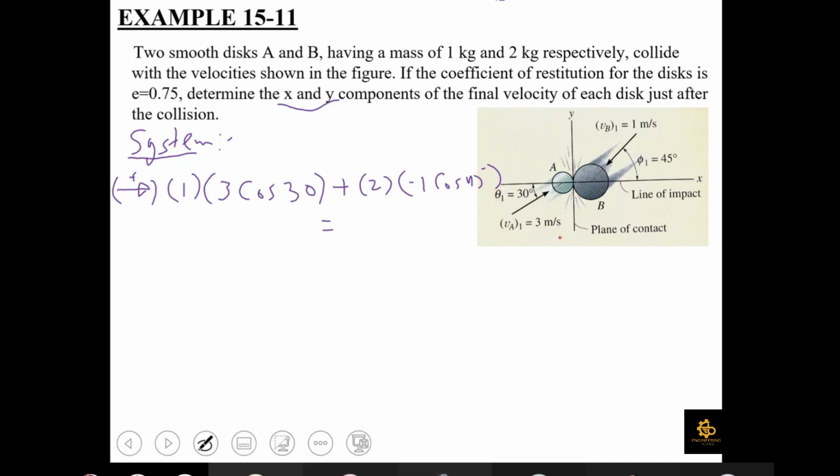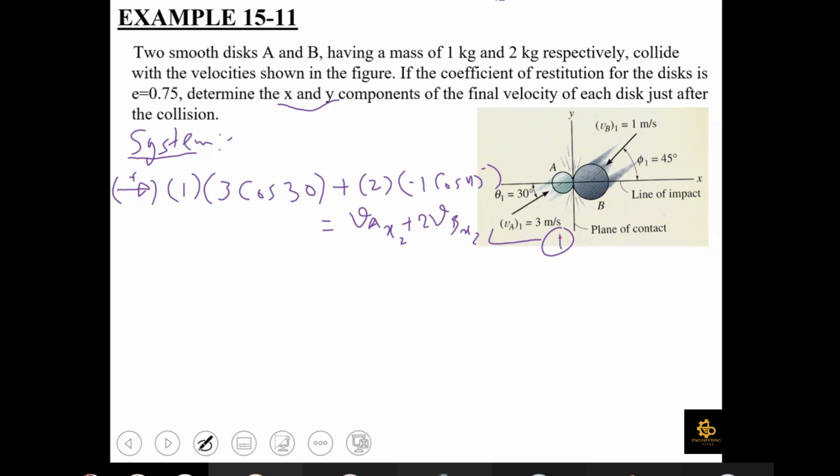This should be equal to, as per the conservation of momentum principle, VA2 or VAX2 plus 2 VBX2. So this is my equation number 1. Is this equation clear? Yes, sir.